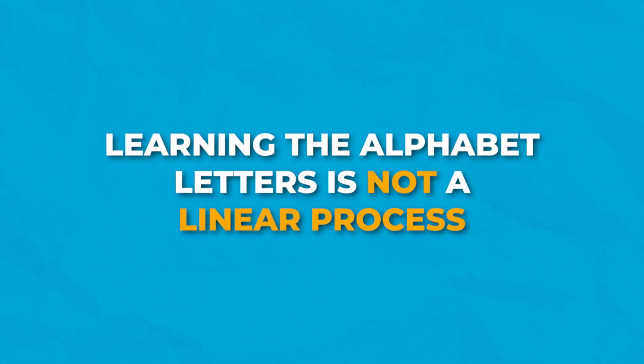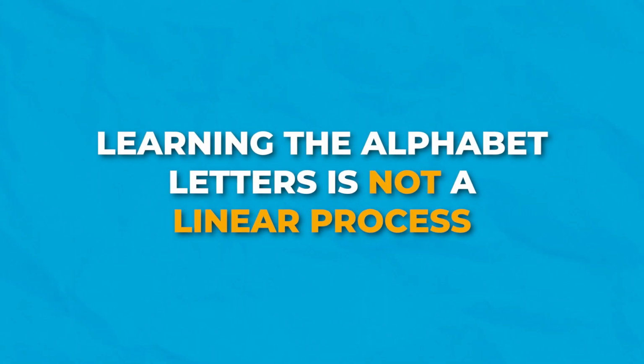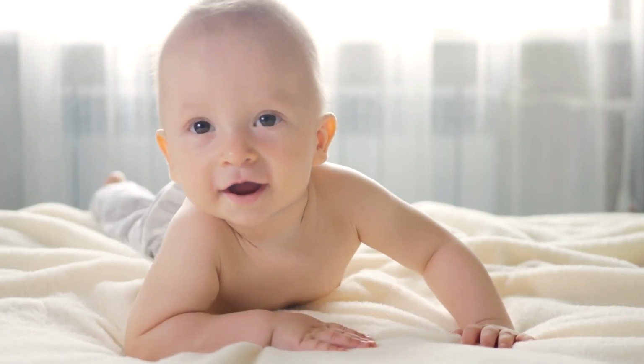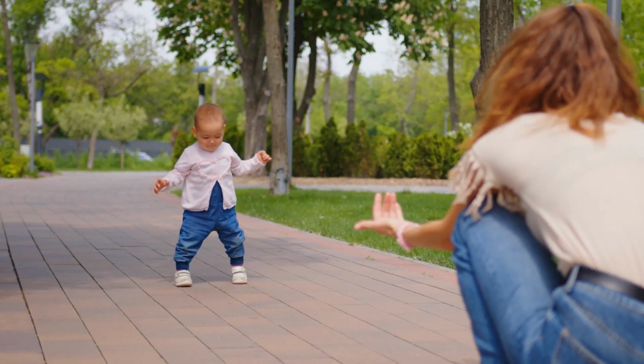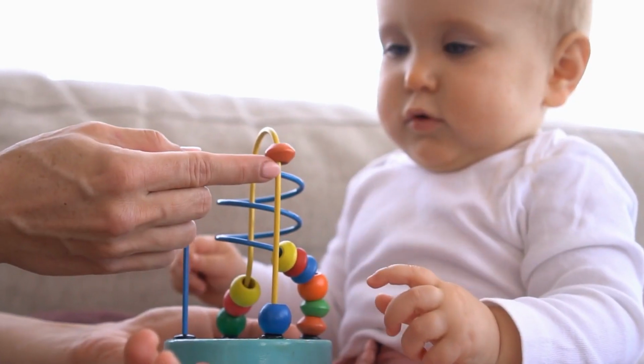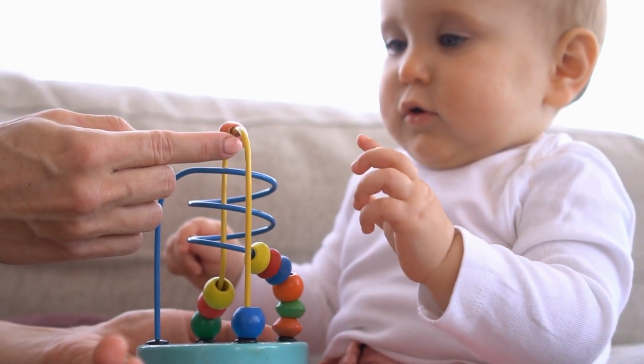So the first thing I think it's important to address is that learning the alphabet or any of the other literacy skills that go along with it, it's not a linear process. A lot of this literacy learning is taking place simultaneously, right? So think of this in relation to how a baby develops skills. When a baby is just learning how to walk, they're also developing other skills at the same time, right? They're not just learning how to walk and nothing else.